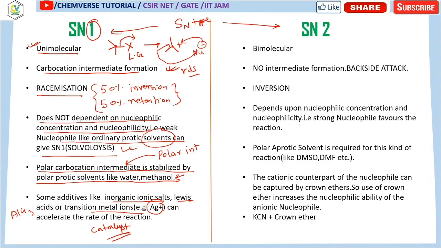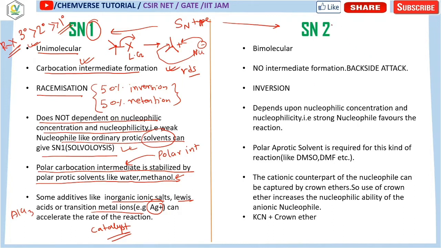So these are the very important points of the SN1 reaction. Since it is a reaction dependent on carbocation formation, a 3 degree alkyl halide is the best candidate. After that, a 2 degree alkyl halide, and a 1 degree alkyl halide does not give the SN1 reaction. So if you consider RX, that means an alkyl halide, a 3 degree alkyl halide is the best candidate for the SN1 reaction.